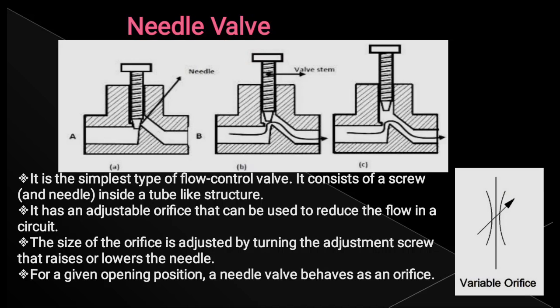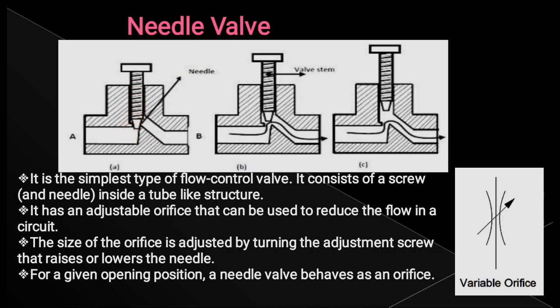Okay, it is also pressure compensated. You can see it is the simplest type of flow control valve. It consists of a screw or a needle inside a tube-like structure. So this is a very simple type of flow control valve. It is going to be adjusted by using the threads which are provided on the shank part of the needle.